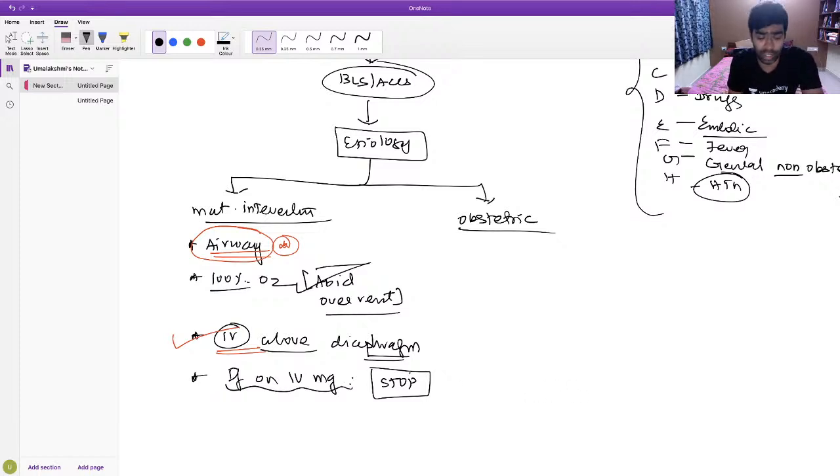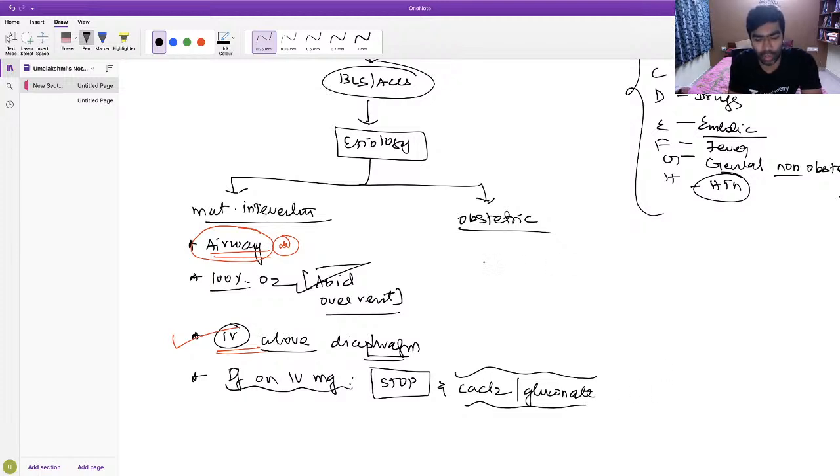So stop IV magnesium as soon as possible, and you have to administer calcium chloride or calcium gluconate. So calcium is an antidote for magnesium toxicity. We know that. Hypermagnesemia can be treated in the same way as hyperkalemia. So the first step after recognizing hypermagnesemia is to give calcium, either in the form of calcium chloride or calcium gluconate.